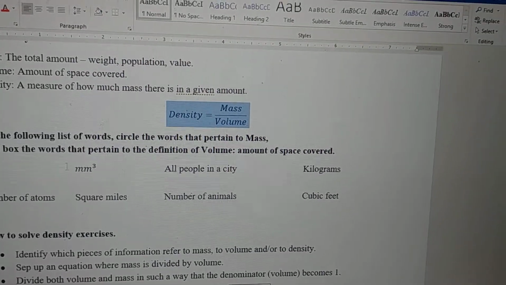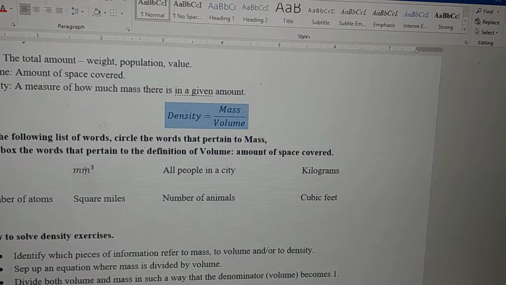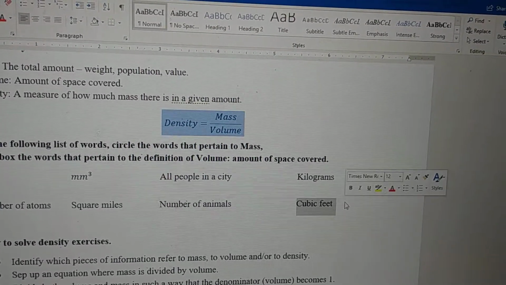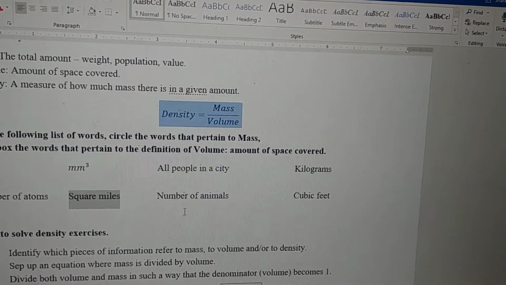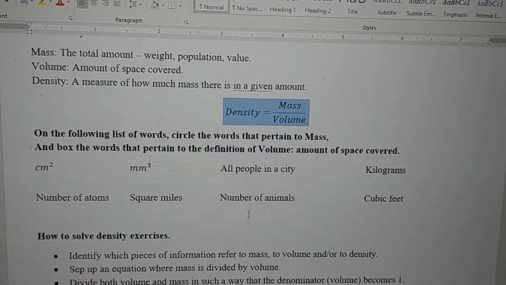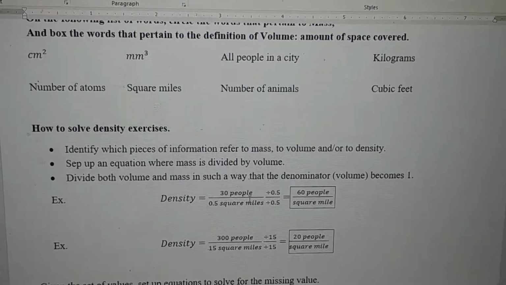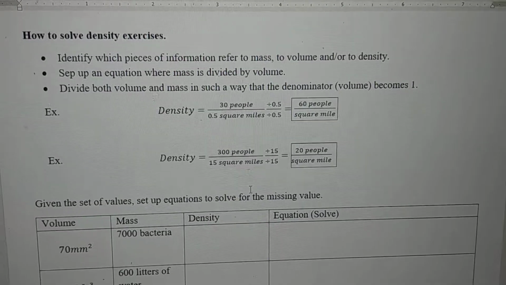Now for volume, there'll be square centimeters, cubic millimeters, cubic feet, and of course square miles. Nice. Now that we have defined these vocabulary words, let's go on to how to solve density exercises.